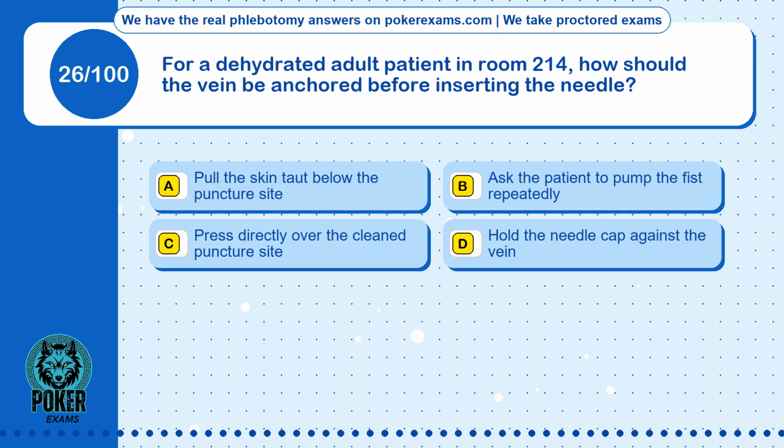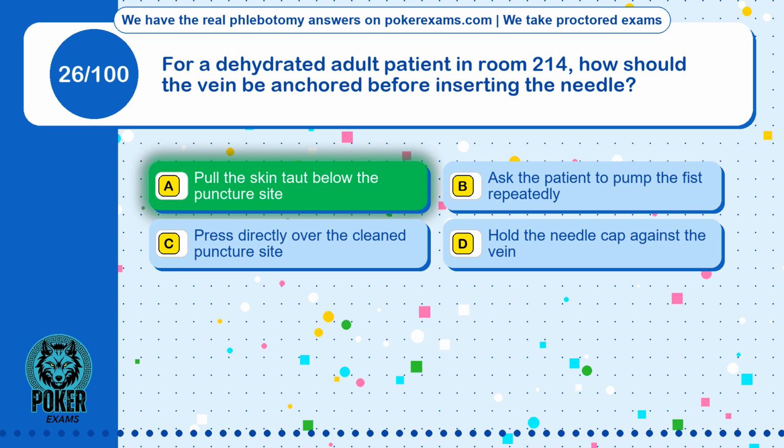Question 26. For a dehydrated adult patient in room 214, how should the vein be anchored before inserting the needle? Option A, pull the skin taut below the puncture site. Option B, ask the patient to pump the fist repeatedly. Option C, press directly over the cleaned puncture site. Option D, hold the needle cap against the vein.